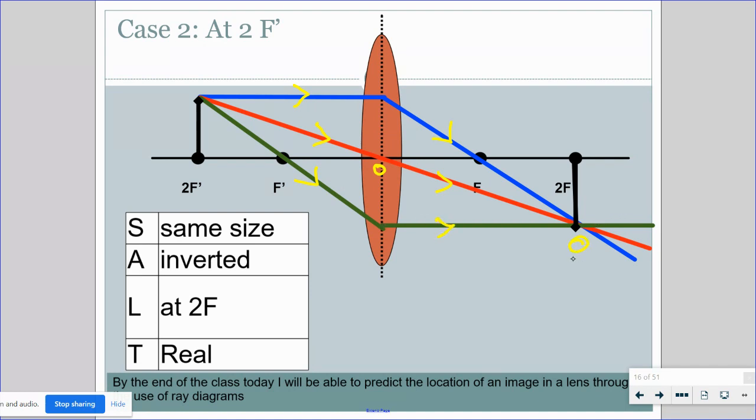Again, this is our image here. And the image, in this case, is the same size. It's located at 2F, and it is also real.